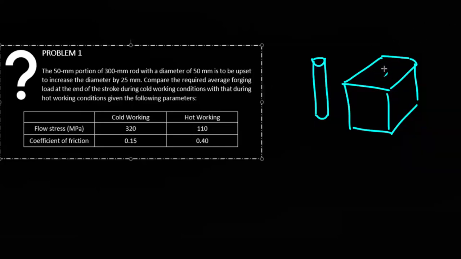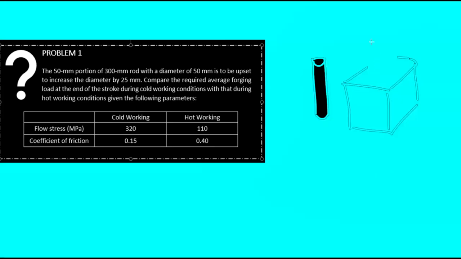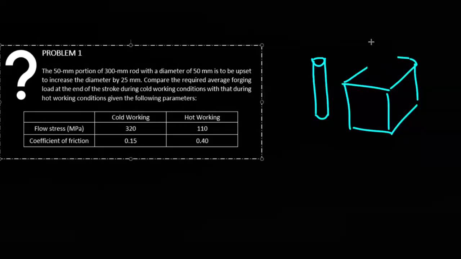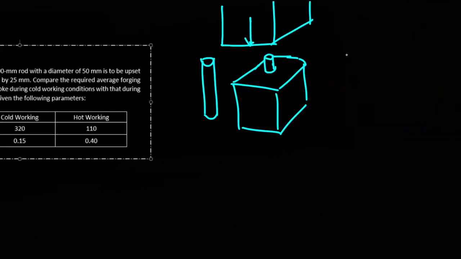So parang, let me erase. So parang may portion na naka-protrude dito. Sorry, class, ah. So may portion dito sa stock mo na naka-protrude, na ganyan. Now what you do is maglalagay ka ng die that moves downward, tapos i-compress mo tong exposed portion na to. Okay, so by compressing the exposed portion, magfa-flatten out siya, magiging ganyan siya.